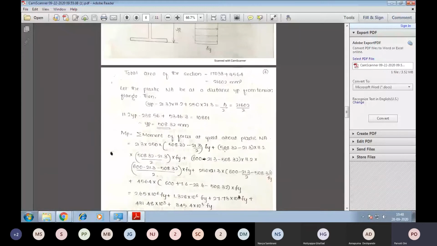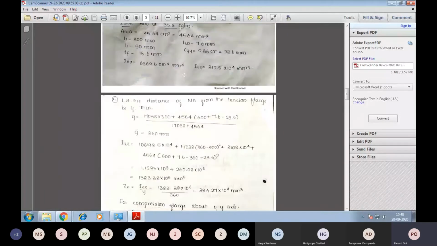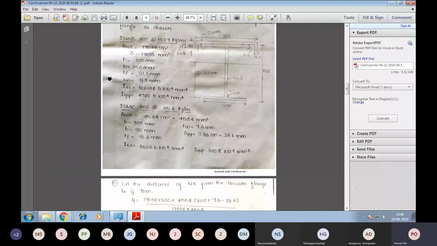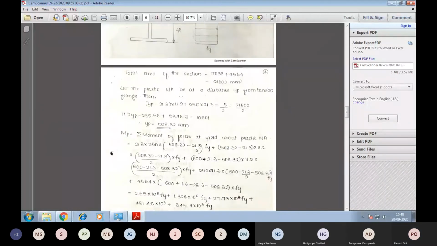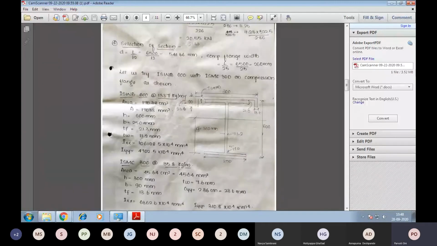So channel section, I'll just repeat once again, area into the distance. 600 plus 7.6 is the total distance, minus 23.6. 23.6 is what? It is the CG of this channel section. See here, CG of this channel section. This already I've got it from the steel table. So this is the CG.